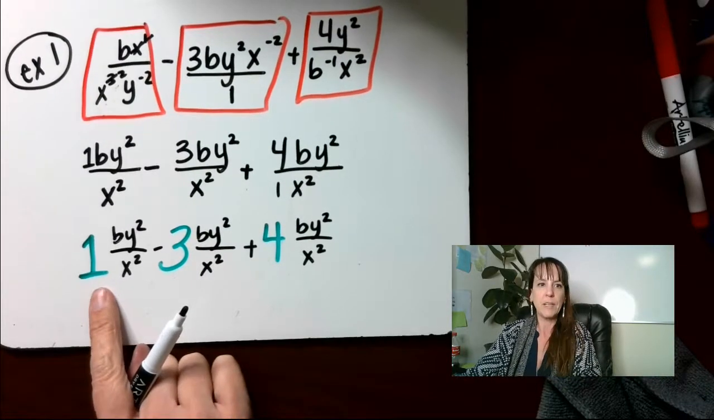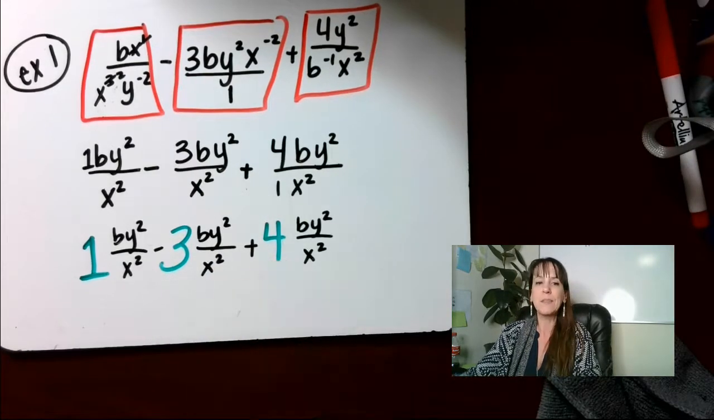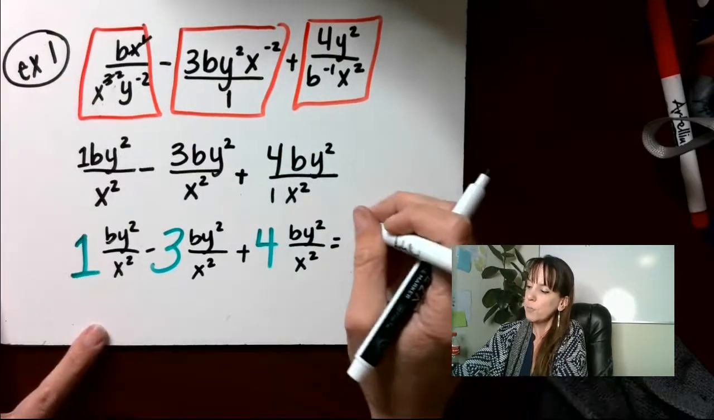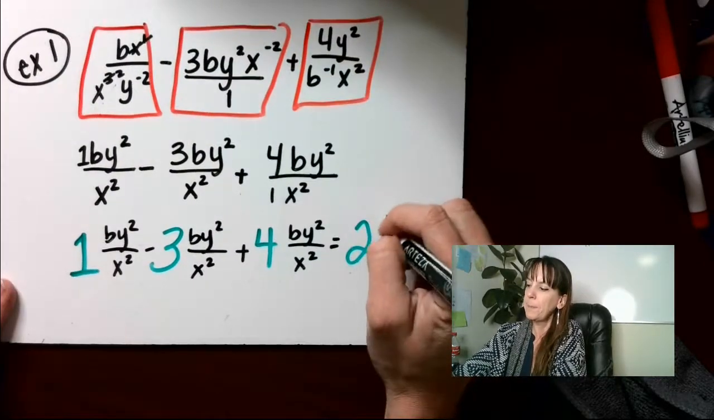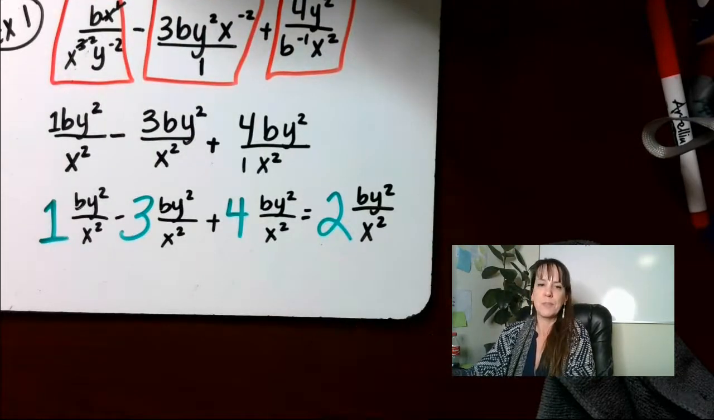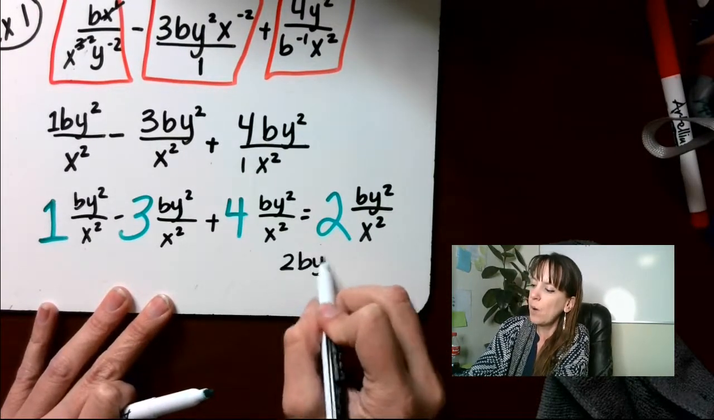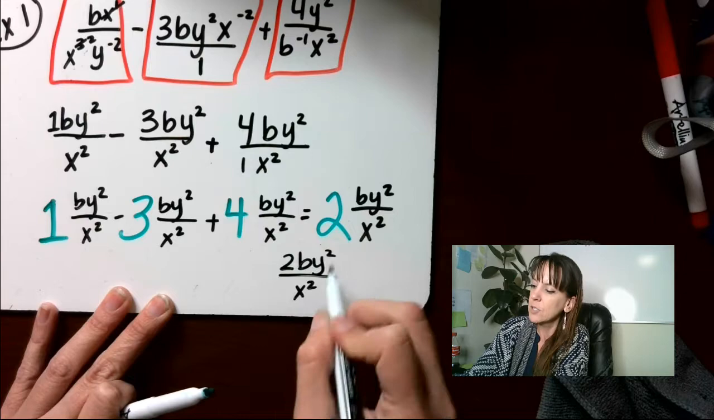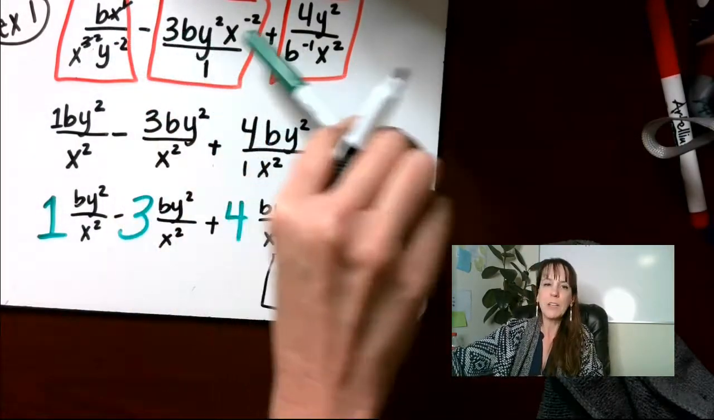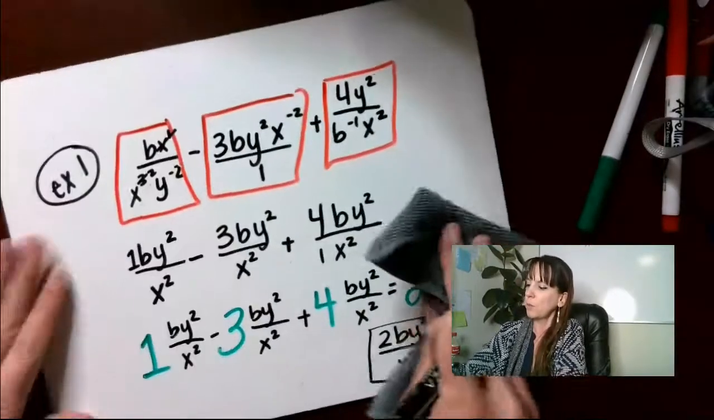But now what we have is 1 minus 3, so that's negative 2, plus 4 gives us positive 2. So we end up with equals positive 2 by squared over x squared. Now, I'll probably accept it if you write it like this, but technically you should write it with the 2 up top. So 2 by squared over x squared. This guy would be your answer. So we have to clean up everything before we can go combining like terms, okay? So that was example number 1.